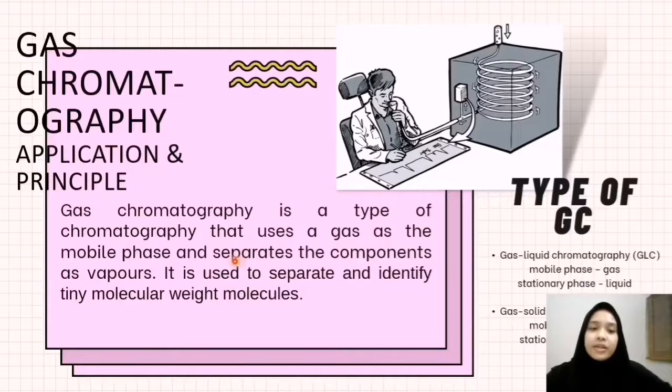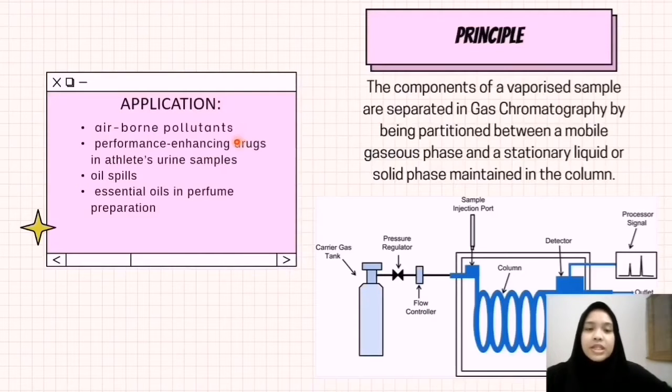So let's move on to gas chromatography applications and also principles. Gas chromatography is a type of chromatography that uses gas as its mobile phase. The objective of gas chromatography is to separate components in the form of vapor. There are two types of gas chromatography. First is gas liquid chromatography, which uses a stationary phase in the form of liquid, while gas solid chromatography uses solid as its stationary phase. The applications of GC are to separate airborne pollutants, to detect performance-enhancing drugs in athletes' urine samples, separating oil spills, and also essential oils in perfume separation.